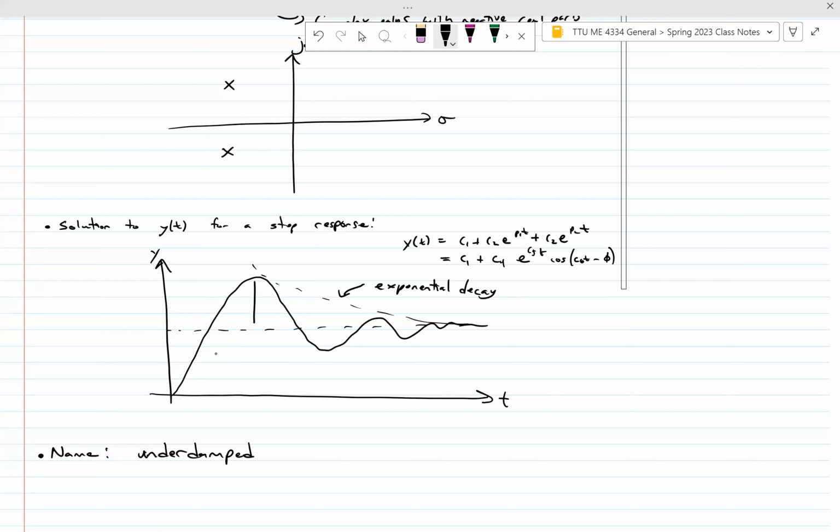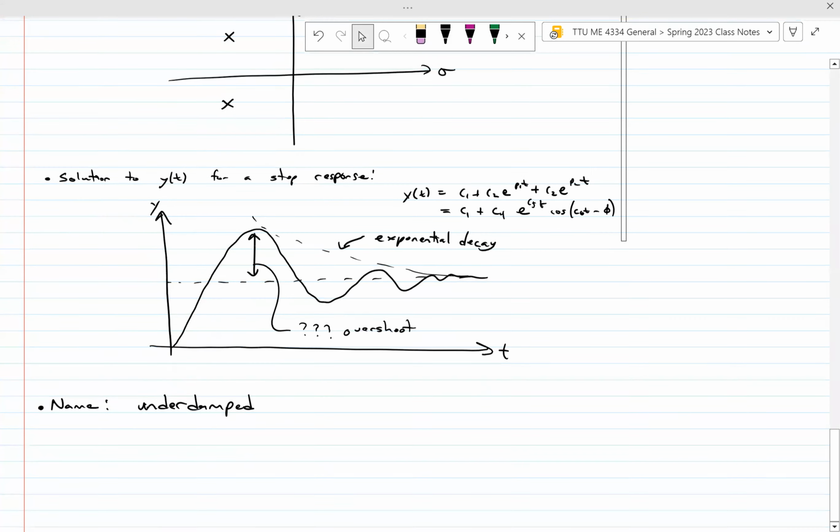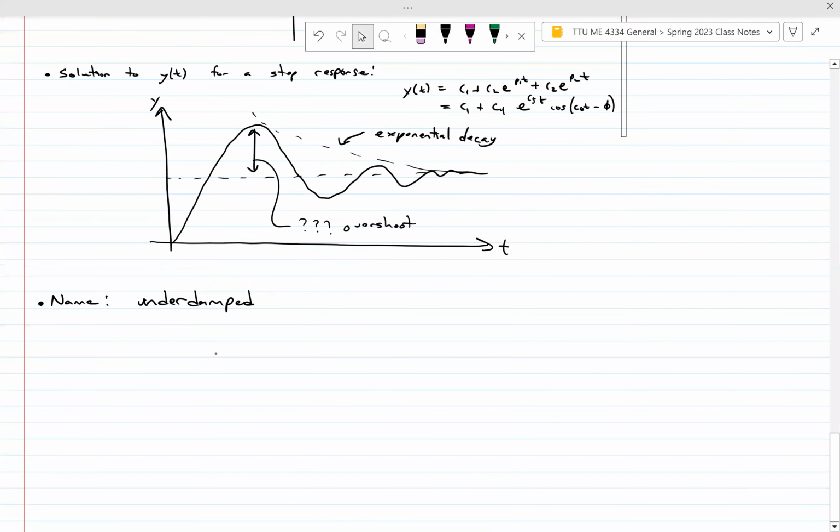What's this called here? This first peak, where we miss the value that we're going for. Anybody recall the name of that? That's overshoot. Yeah, maximum overshoot. I just call it overshoot a lot of times. So this is our underdamped system. We are dissipating energy over time, but it's taking a long amount of time to do it, because we don't have a lot of damping. We are underdamped.